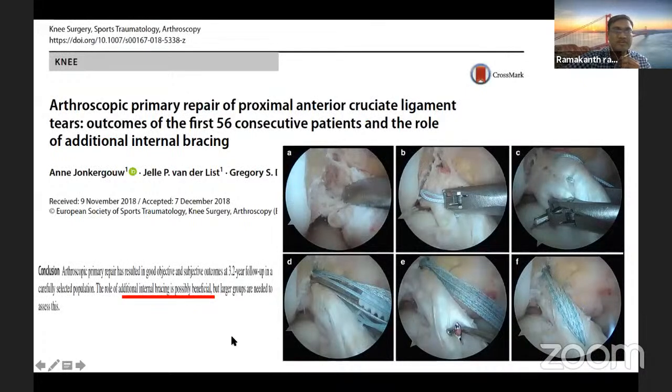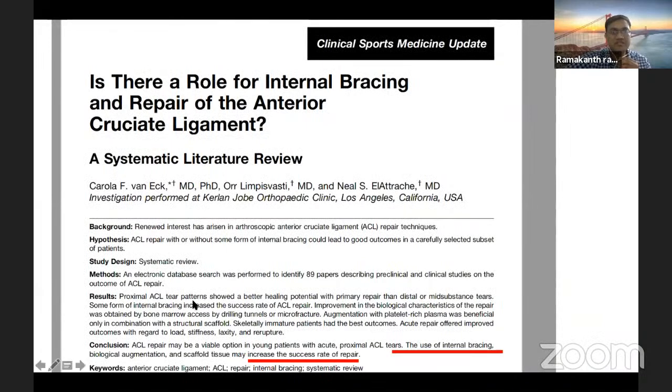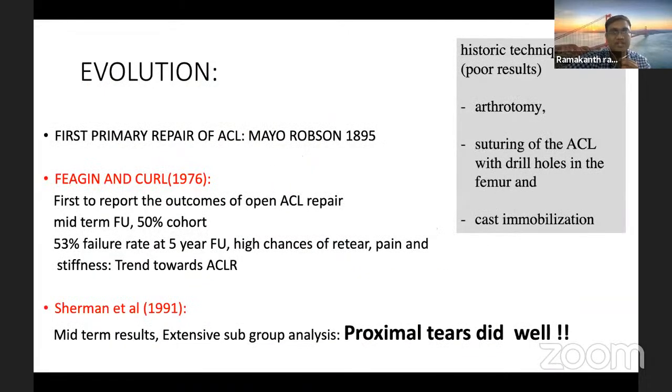Based on various studies, internal bracing has been shown to be beneficial in this case series published in 2018. And the systematic review also supported the use of internal brace with an increased success rate for healing. Pertaining to the evolution of ACL repair, in the olden days they were doing it with open arthrotomy and suturing technique and with cast immobilization, which gave poorer results.